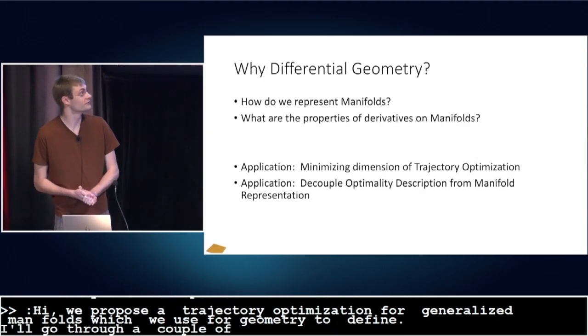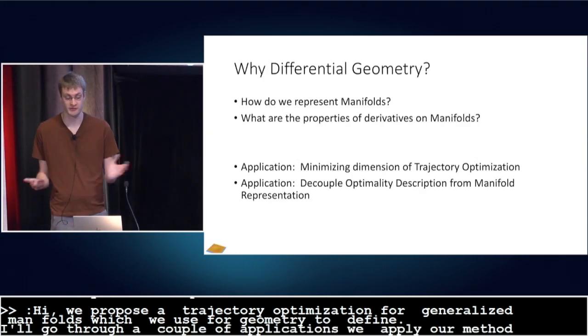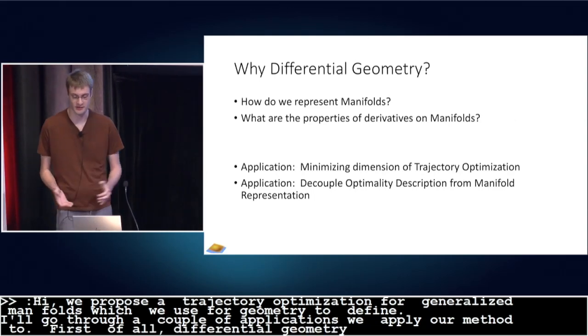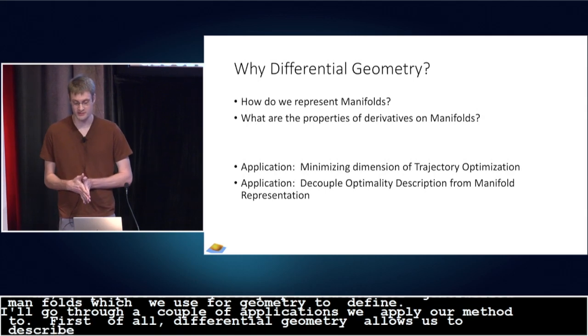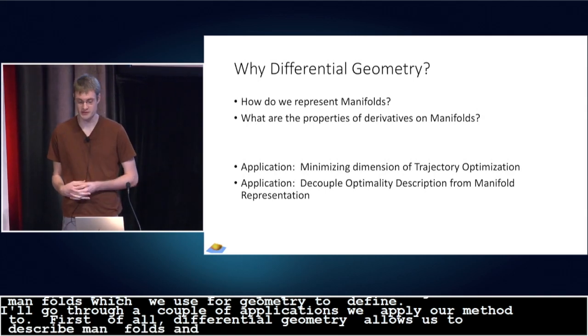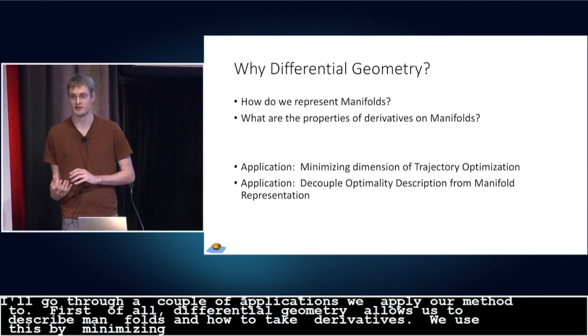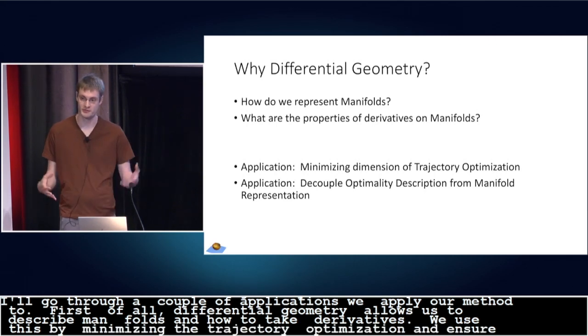First of all, differential geometry allows us to describe manifolds and how to take derivatives on manifolds. And we use this to be able to minimize the dimension of our trajectory optimization and also ensure that our description of our manifold is not actually interfering with our optimality description.